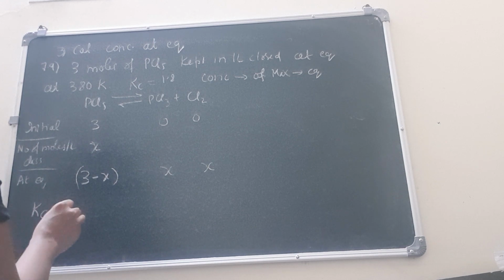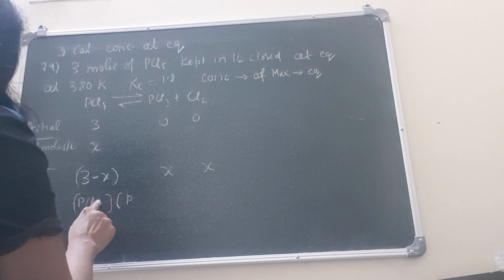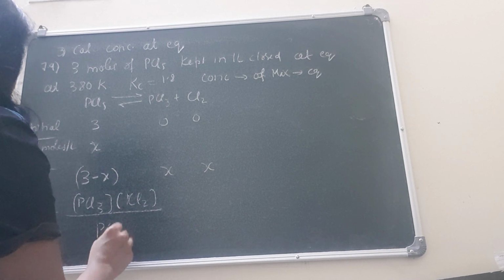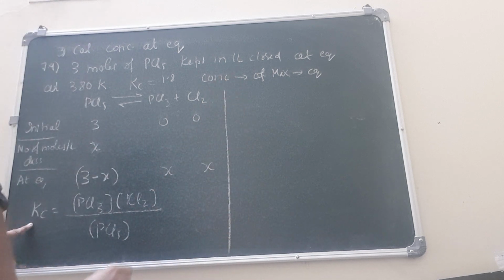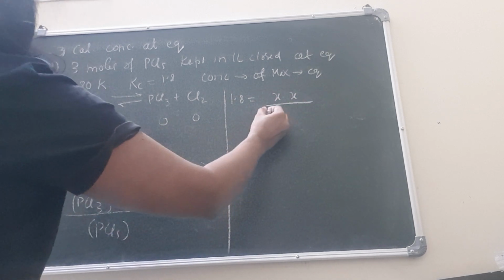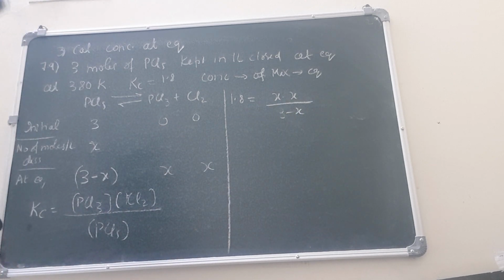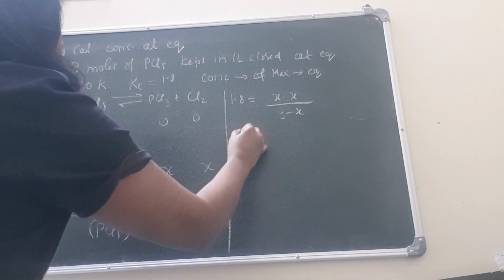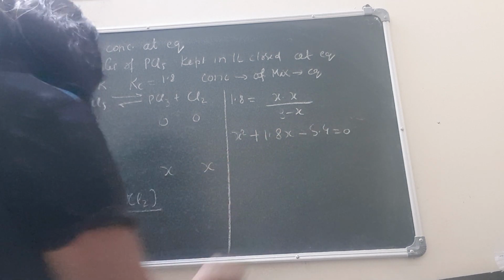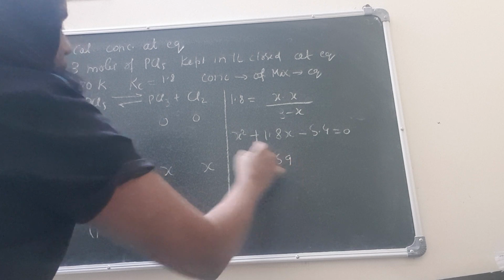Now it is very simple. You just have to solve it. Kc is the concentration of PCl3 into the concentration of Cl2 divided by PCl5, and this Kc is given to you. It is 1.8. So x into x divided by PCl5, which is 3 minus x. Now you just have to solve it. You will get a quadratic here. I'll just write the quadratic equation. If you cross multiply, x squared plus 1.8x minus 5.4 is equal to 0. Okay, so if you just solve it, you're going to get x value as 1.59.